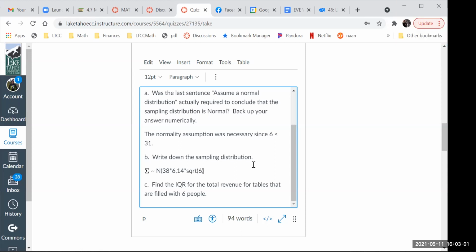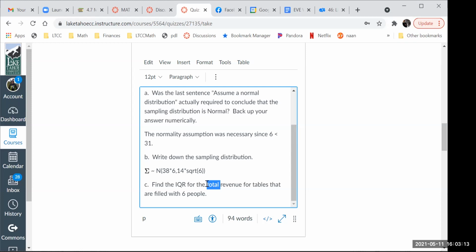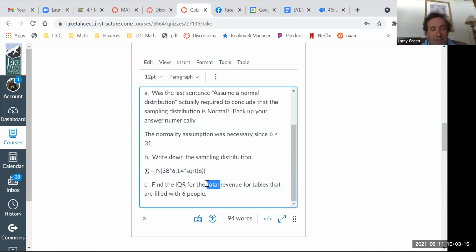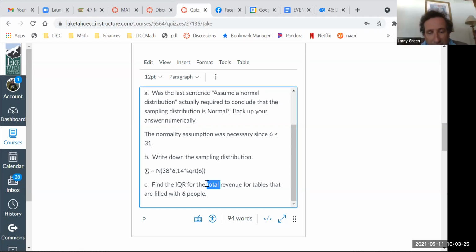Wait, I thought it was 14. I thought it was the standard deviation divided by the square root of the sample size. For totals, it's times. For means, it's divided by. Does that make sense? No. So that's an important formula. Yeah, for totals, it's times root n, and for means, it's divided by root n.